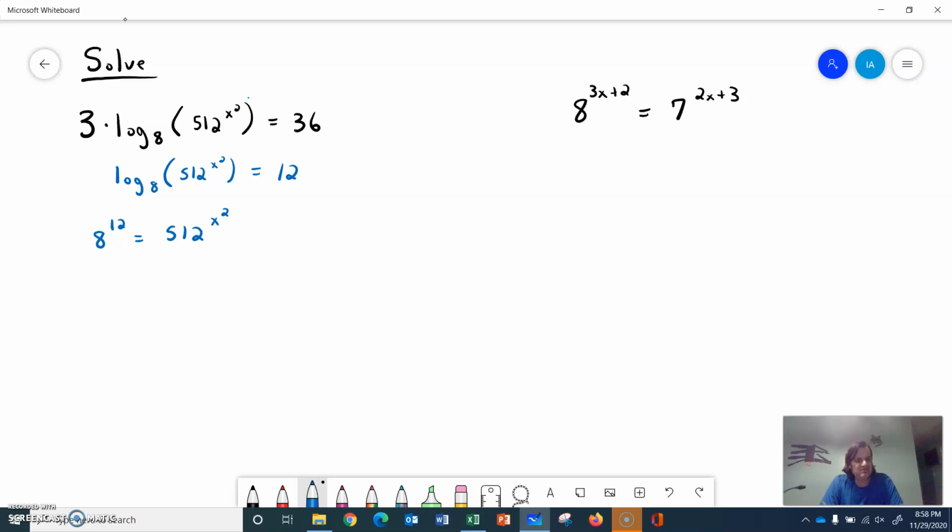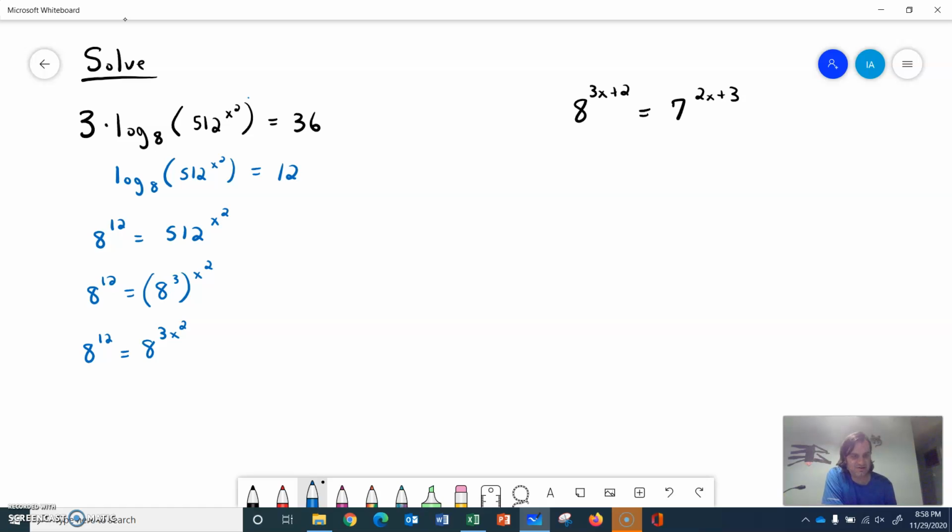One thing we could do is realize that I believe 512 is 8 to something. 8 to the 4 maybe? No. 8 to the 3rd? Yes. So we could say that this 512 is 8 cubed, and that would be 8 cubed to the x squared. And then we could rewrite both sides as 8 to the 12th equals 8 to the 3x squared.